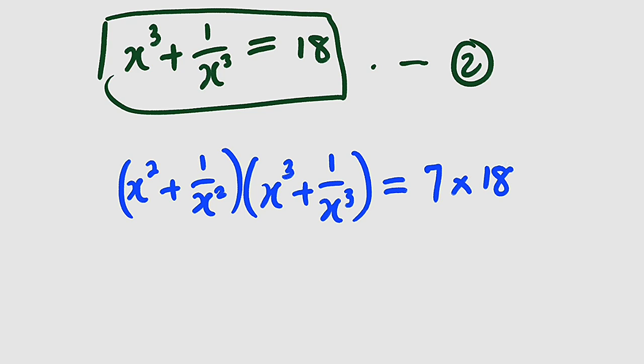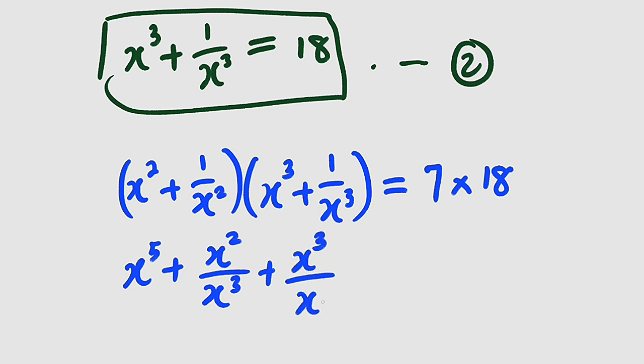So let me expand the left hand side. X squared times x to the power of 3 will give us x to the power of 5 plus x squared times this will give us x squared divided by x to the power of 3 plus, take the second term, distribute as well. 1 over x squared times x cubed is x cubed divided by x squared. Then lastly, this time this will give us 1 divided by x to the power of 5. And this is equal to 7 times 18, which is 126.